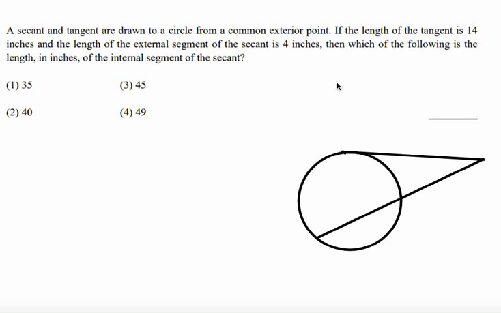Hey guys, so this is the first example of secant tangent length theorem. So we have a secant and a tangent drawn to a circle from a common exterior point. If the length of the tangent is 14 inches and the length of the external segment of the secant is 4 inches, then which of the following is the length in inches of the internal segment of the secant? This is a lot of information.